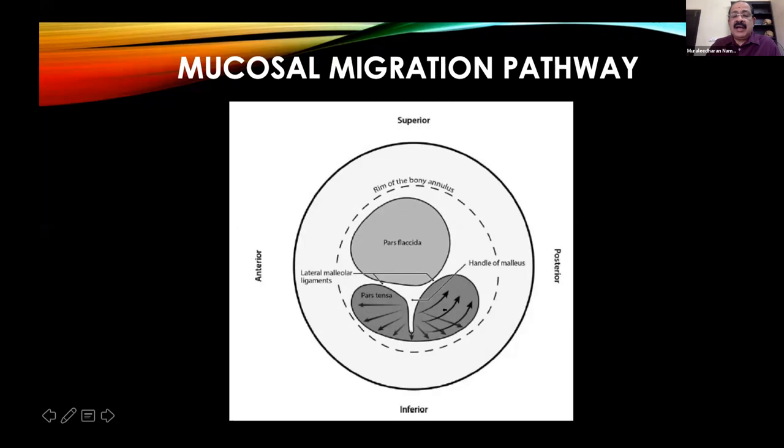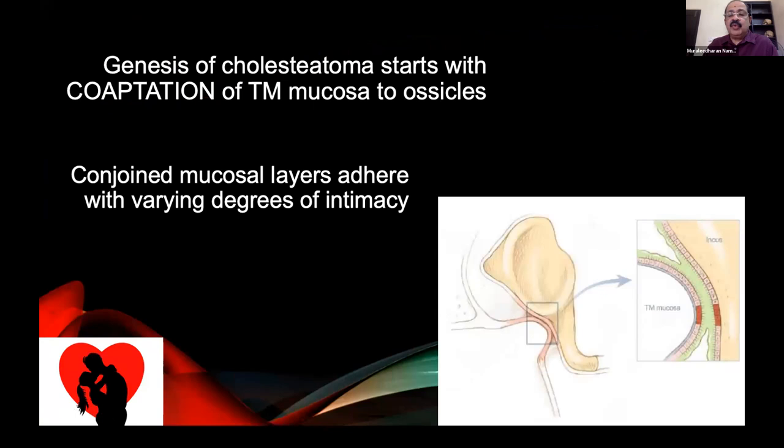And posterosuperiorly, the ciliary beat is posterosuperior. This is very important. As the mucosa is transported by the cilia, it attaches to the ossicular chain, where again there is mucosa. All this ciliary beat is upwards, and there will be a coupling effect, what is called the coaptation of the tympanic membrane to the mucosa of the ossicles.